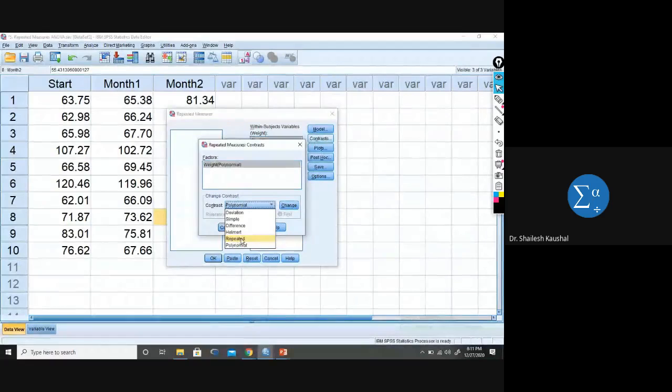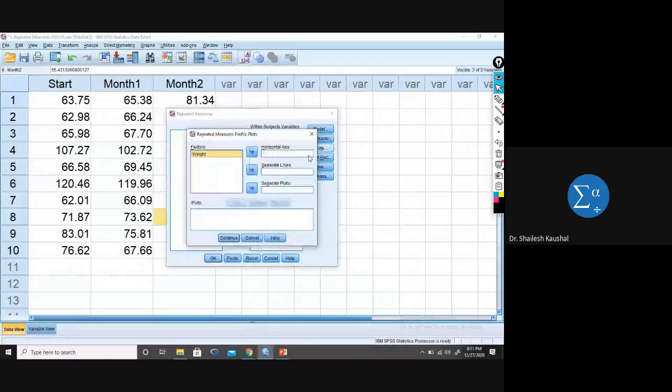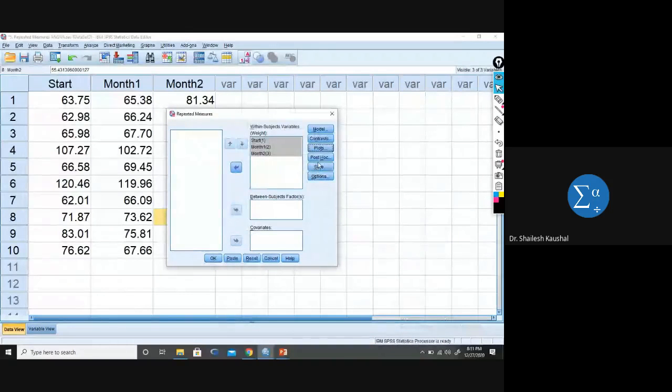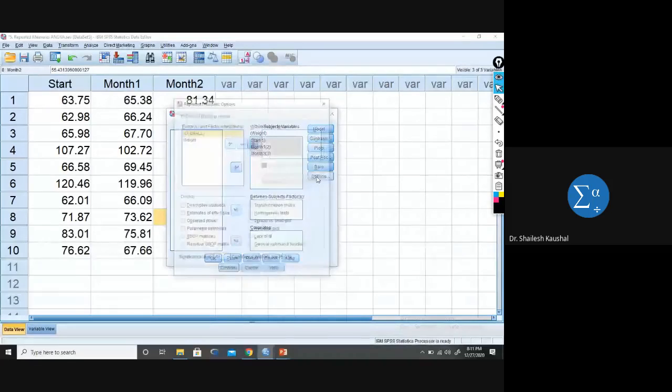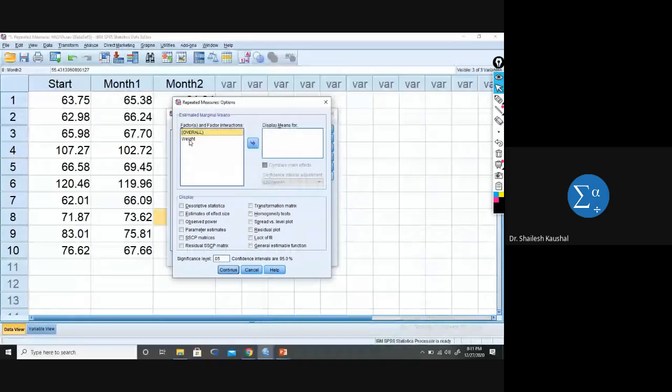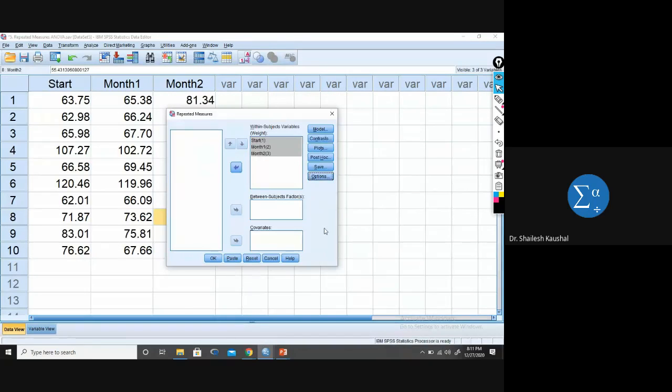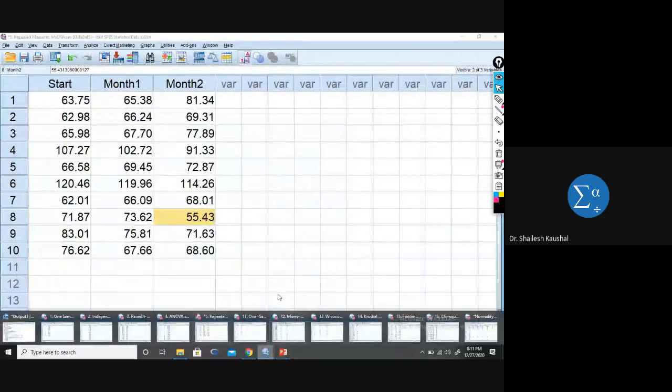Then contrast, I am changing to repeated. I am selecting repeated and then change. Continue. Plots, nothing to do here. Post hoc, I am taking only options. Transferring both the variables, and then taking compare main effects, and then Bonferroni. After that, descriptive statistics, estimates of effect size, transformation matrix, and then continue. Okay. So what is the output?